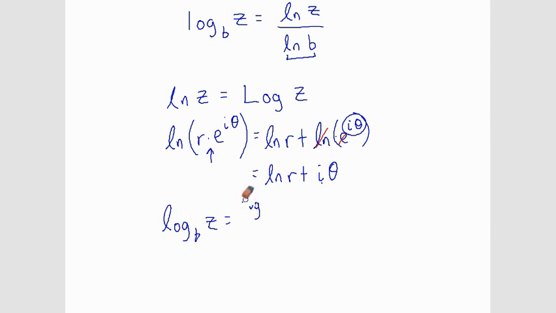Okay? So our final answer of log base b of z would be the natural log of r plus i theta, all over our constant natural log of b, and we're done. If you spotted any mistakes, this is not something I'm used to, but I did want to establish in a video how to calculate complex logarithms. Thanks for watching.